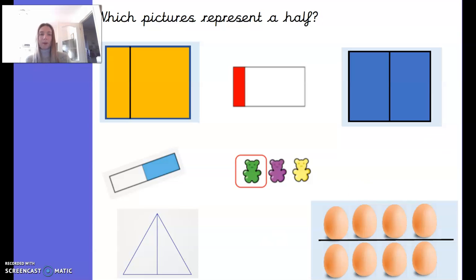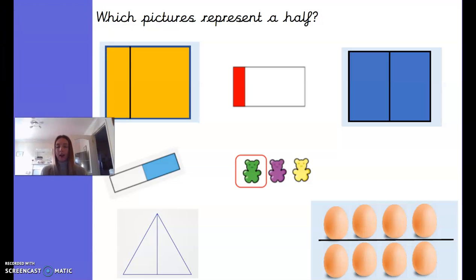Okay, this time I've got a set of some different pictures. Now some of them are representing a half and some of them aren't. Can you pause the video and find which pictures are a half and which pictures aren't? And your challenge is to see if you can explain how you know.